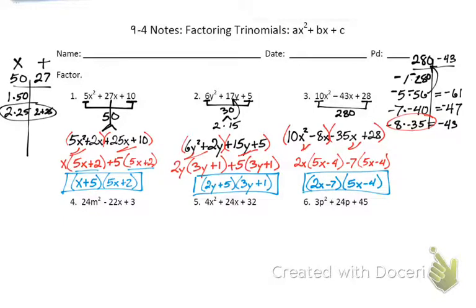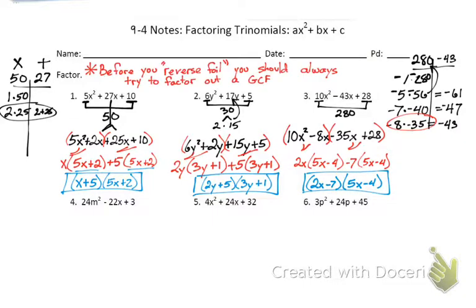Okay. So those are a few examples. I am going to now put a little reminder up here next to the first set of directions that you need to remember, and that is that, alright, so write this down. Before you reverse FOIL, you should always try to factor out a GCF. Again, you can pause the video and get that written down.